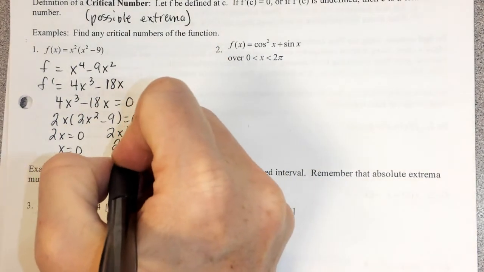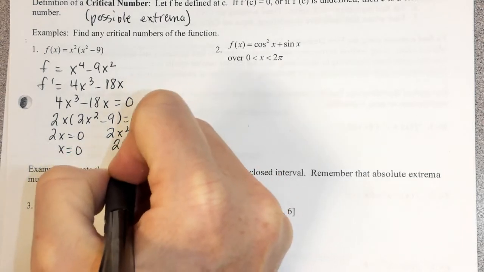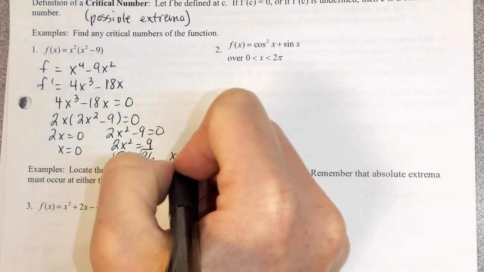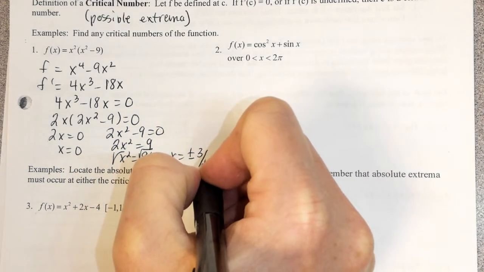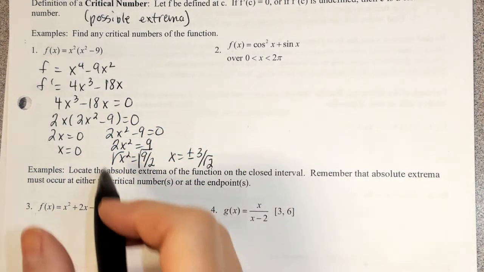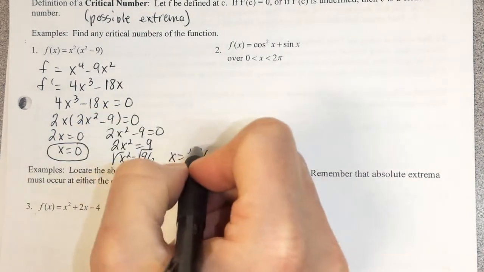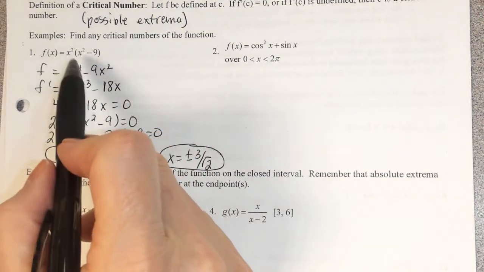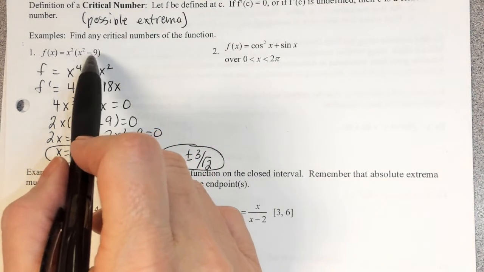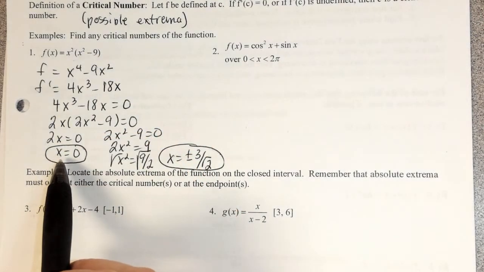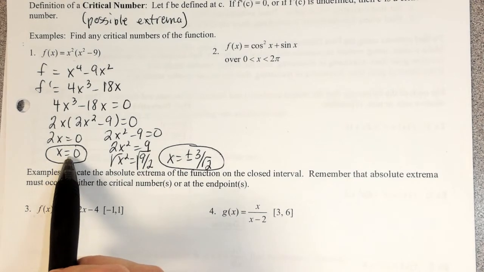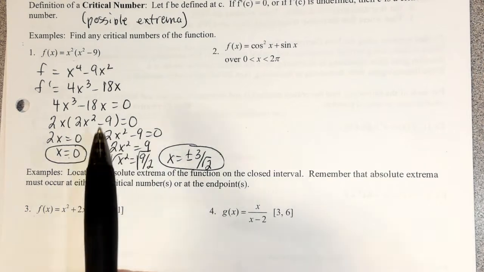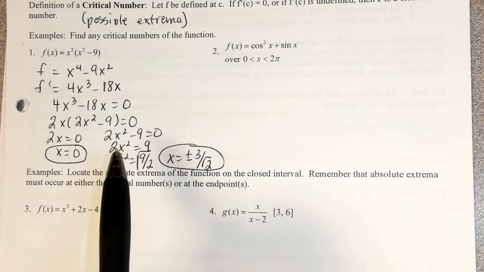Solving this part, take the square root. Okay, so these are going to be the critical numbers, these x values. Over the open interval, over the whole function, the only place where we can have relative extrema are going to be at 0 and at plus or minus 3 over radical 2. That's the only place where we can have high or low points.